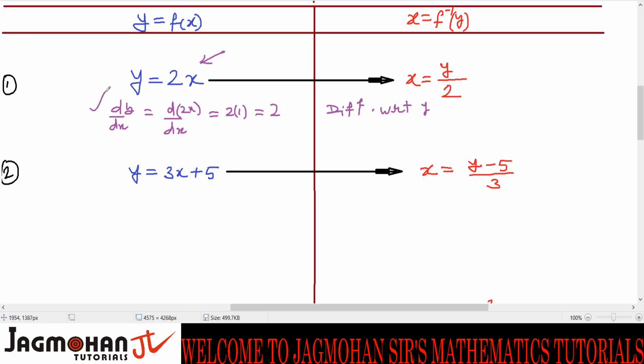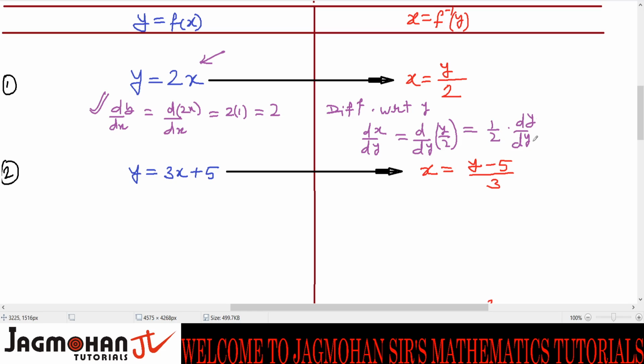Remember, earlier you differentiated with respect to x. So when you differentiate with respect to y, you will get d by dy of x equals d by dy of y by 2. Now next, what will happen? d by dy of y by 2: 1 upon 2 is a constant that comes out, and you will get d by dy of y. You know what is d by dy of y?